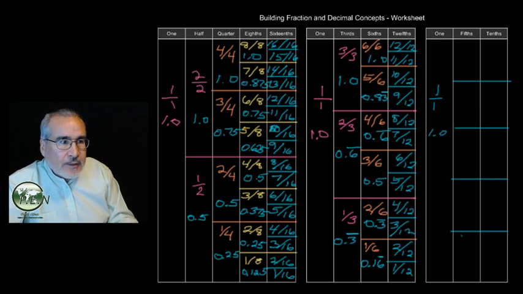So again, we've got 1/5. We've got 2/5. We've got 3/5. We've got 4/5. And we've got a complete, again, 5 out of 5 pieces.